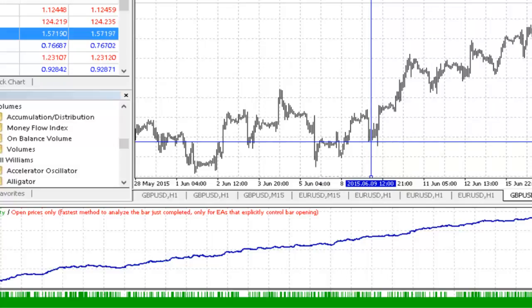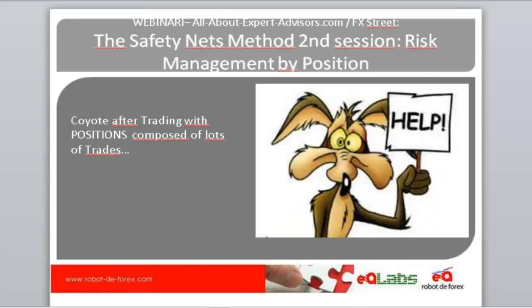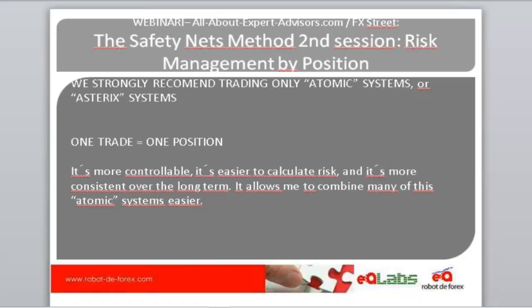You know what the opposite is? The opposite is Obelix. That's position management, Obelix style. You go and you fight 10 Romans at the same time. It's great if you're Obelix, you have special powers. But that's not so great for consistent trading. You know what happens when you trade like this? You end up like the coyote. After you make a position of 10 trades, 15 trades, you don't know how to exit. So my recommendation is just trade Asterix systems. Just trade by trade. 1 trade equals 1 position, period. It will help you a lot.